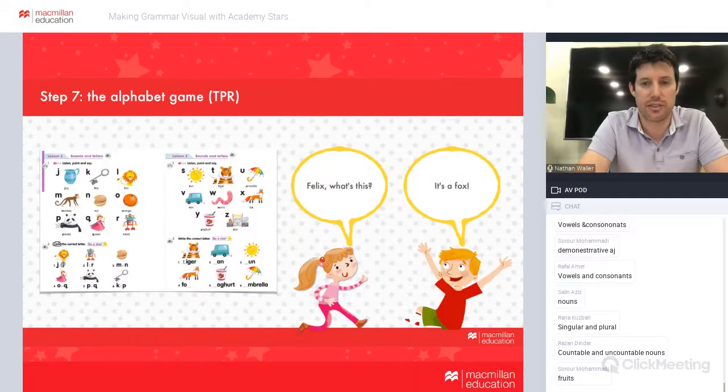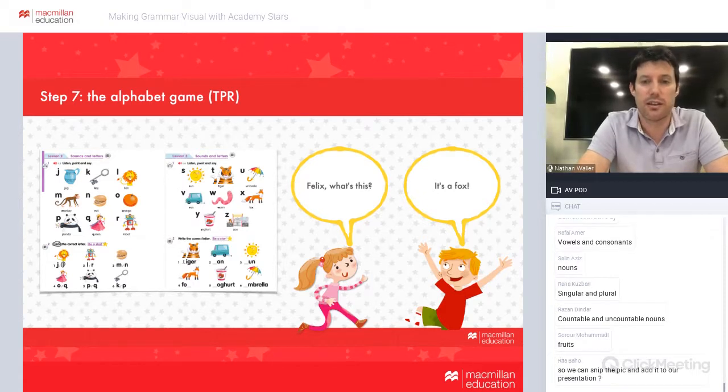Plenty of options to get them interacting, but our aim is to get to that controlled and then free practice at the end. What you want them to be able to say is, "What's this?" and them to respond, "It's a fox." If it's in class, you can put them into pairs nice and easily. If it's online, you could just unmute two different students and give them the tasks, monitor how they're doing and give them support.